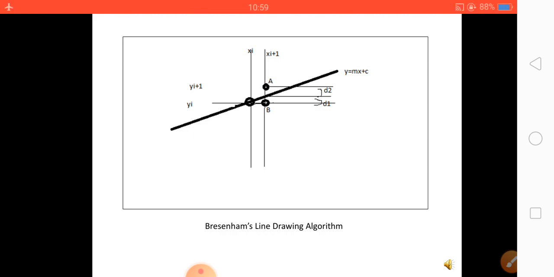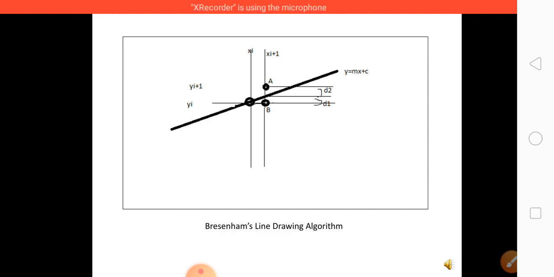Okay. So, just remember this. When pixel B is selected, if D1 is less than D2, next x value is xi plus 1, next y value is no need to increment y, that is yi. When pixel A is selected, when D2 is less than D1, then next x value is xi plus 1 and next y value is yi plus 1.